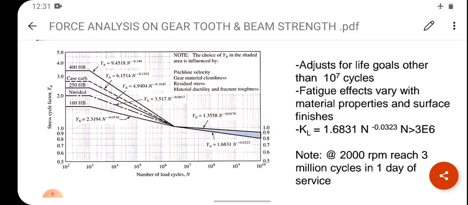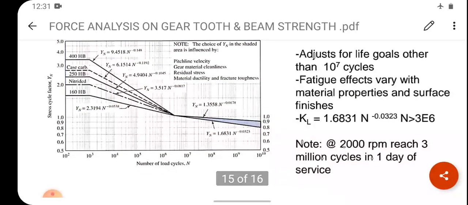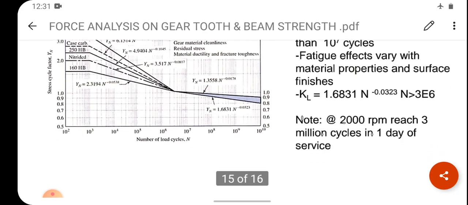So KL value is 1.6831 n to the power -0.0323, where n is greater than 3 × 10⁶. Note point here, that at 2000 RPM you reach 3 million cycles in 1 day of service. So from this graph, or you can say this is the SN curve, on the x-axis is the number of load cycles n, and on the y-axis is the stress cycle factor, which is given as Yn.